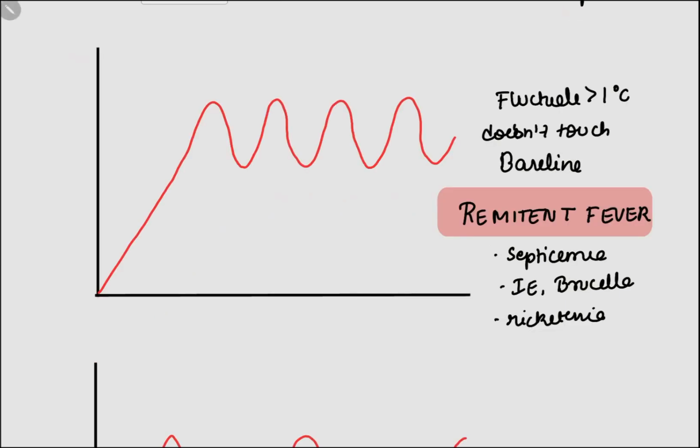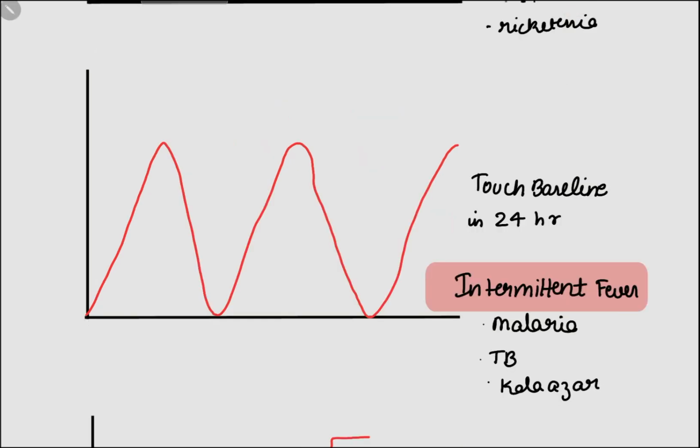Next, remittent fever. Here there is a rise of temperature, but at one point it fluctuates more than 1 degree Celsius. In continuous, it was less than 1 degree Celsius, but in remittent, it's more than 1 degree Celsius, and it doesn't touch the baseline. Remittent fever is seen in septicemia, infective endocarditis, brucella, rickettsia. Next, intermittent fever. Here it touches the baseline in 24 hours. For example, malaria, tuberculosis, Kala Azar.